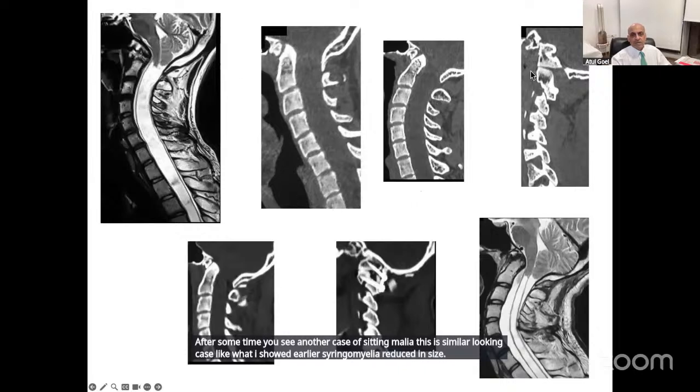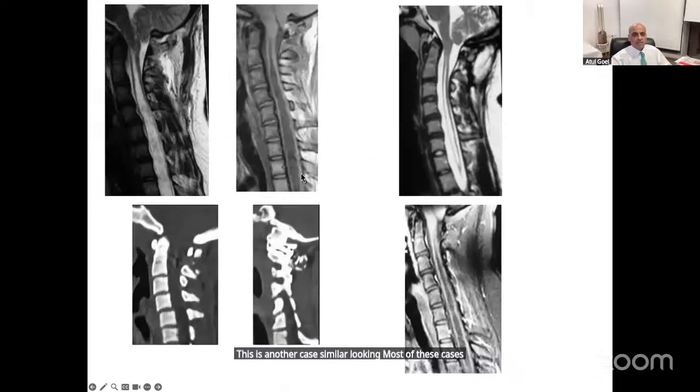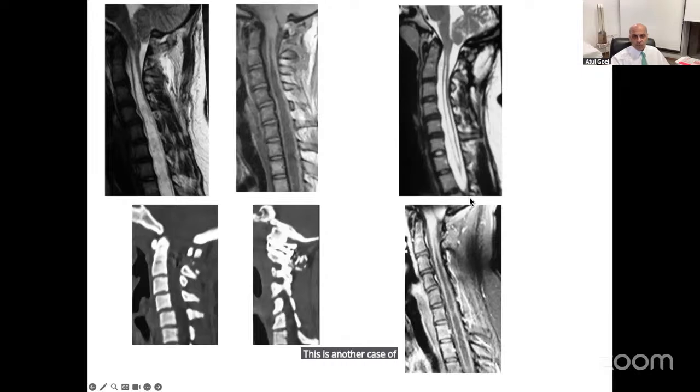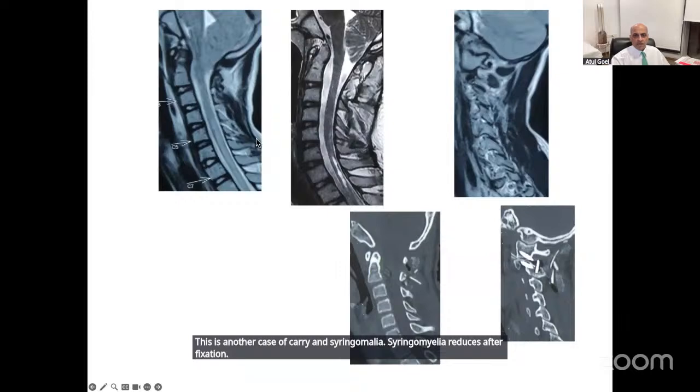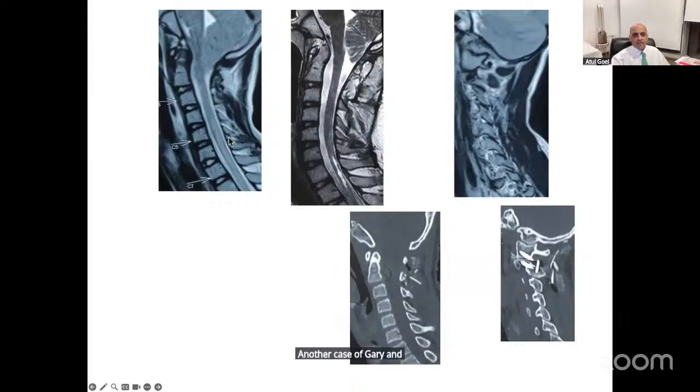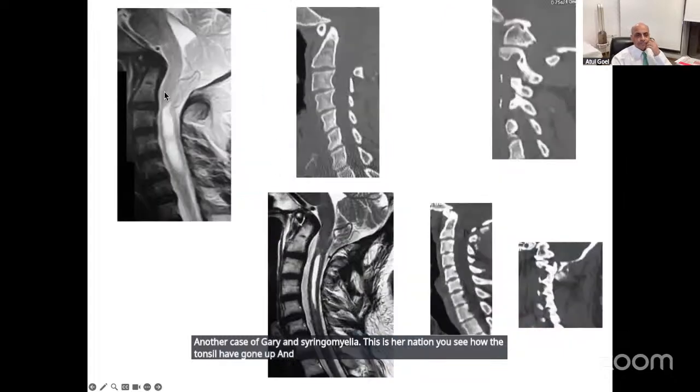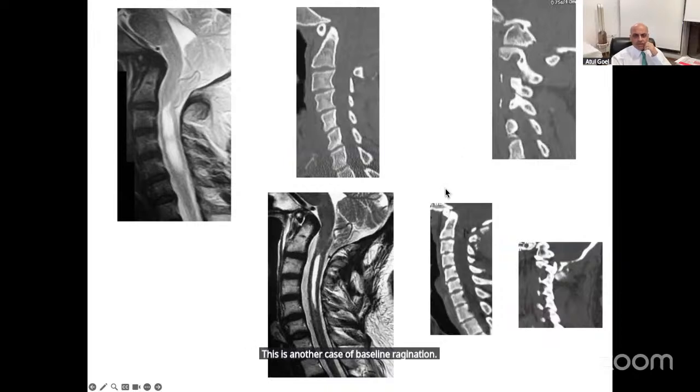This is another case, similar looking. Most of these cases have assimilation of atlas. This is another case of Chiari and syringomyelia. Syringomyelia reduces after fixation. Another case of Chiari and syringomyelia. This is tonsillar herniation. You see how the tonsil have gone up, and this is only fixation. This is another case of basilar invagination. There is assimilation of atlas, only fixation.